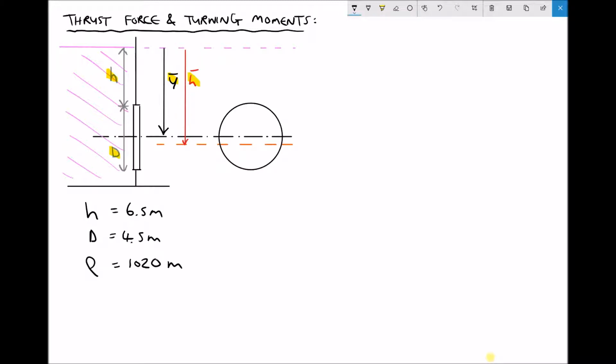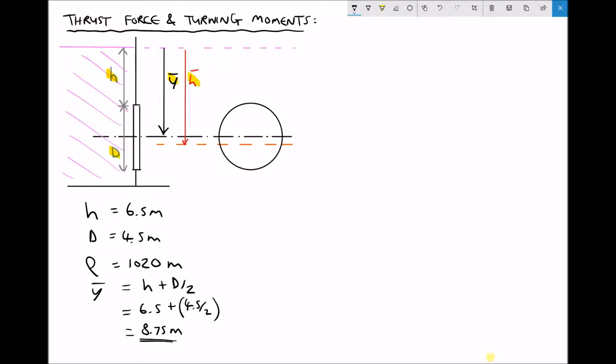So the first thing that we're going to calculate here is y bar, because it features in a number of our formulae. With reference to h and d, y bar is just h plus d over 2, or the height plus the radius of the circle. The height is given as 6.5, d is given as 4.5, giving us a y bar value equal to 8.75. And that's the same y bar value that we had when we used the square submerged surface.